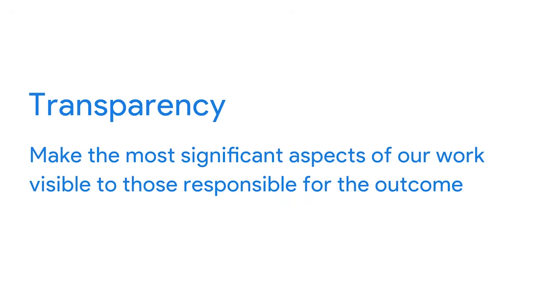First, there's transparency. Transparency means that we make the most significant aspects of our work visible to those responsible for the outcome. Everyone must be transparent. This includes everyone from Scrum team members to senior sponsors, and even our users. It's easier to be transparent with a small team, and luckily, Scrum teams are deliberately small, ranging between 3 and 9 people. This way, you avoid mixed signals, breakdowns of communication, and unnecessary complications.